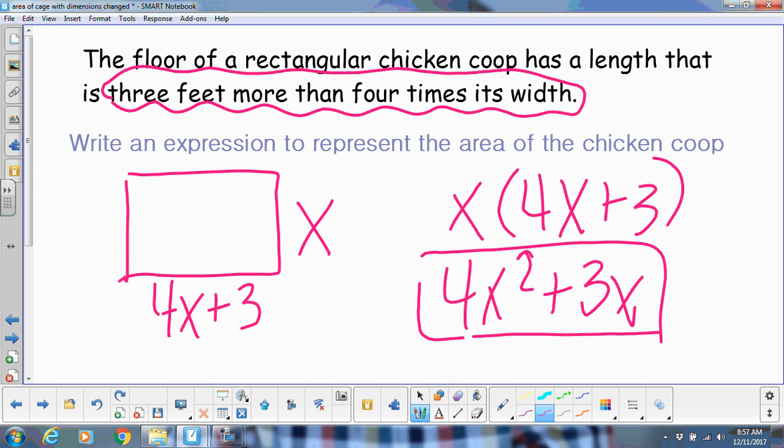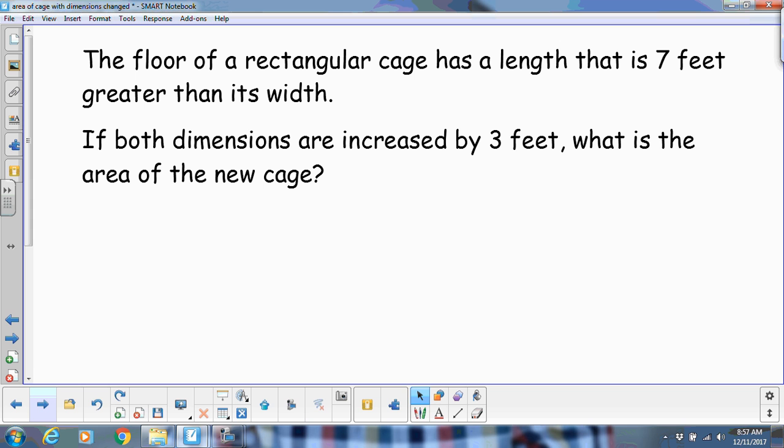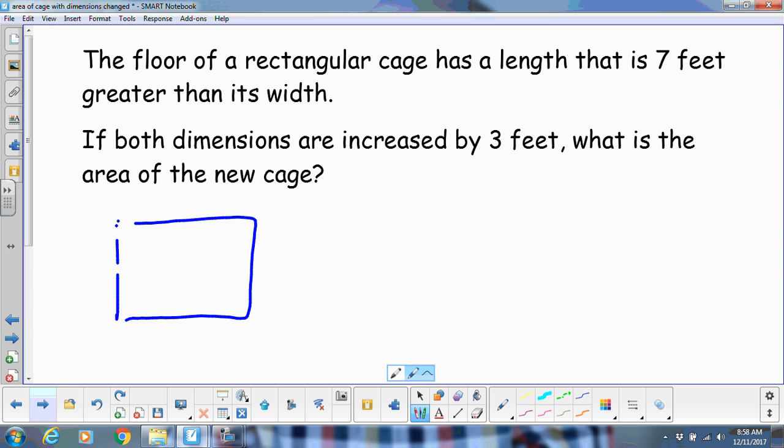All right, so that takes us to the bottom right. The floor of a rectangular cage has a length that is 7 feet greater than its width. So the first thing I want you to do is draw a rectangle. If I just see a length that is 7 feet greater than its width, how do I draw that? x plus 7. So the bottom's going to be x plus 7, and the side would be x. That's what the first line says. That's nothing new.